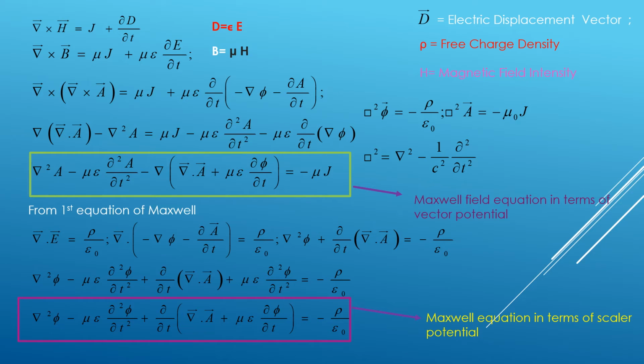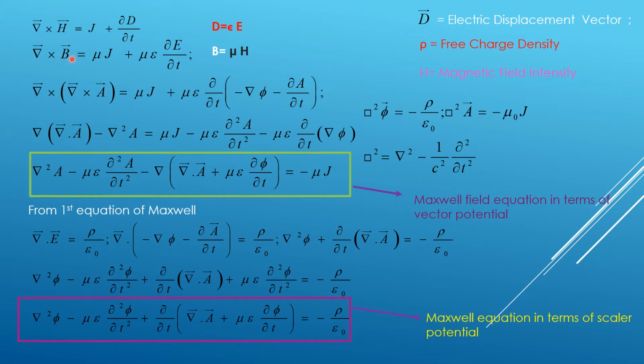Now how can we get to the field equation? A little bit of derivation is there, but I think I have made it easy. In a linear dielectric medium, the electric displacement vector is proportional to the electric field, and the magnetic field B is proportional to the magnetic field intensity H, with the linear terms mu and epsilon, as I have previously told.